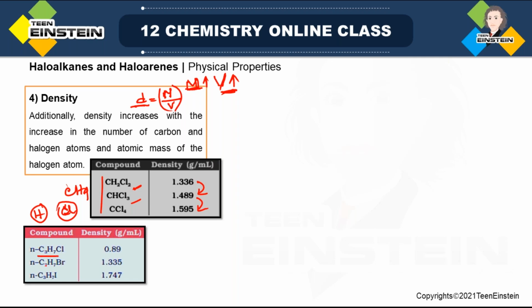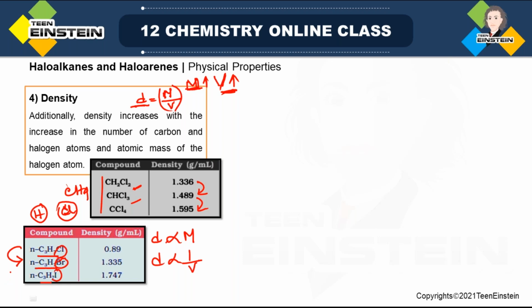C3H7X. Here the alkyl part is the same, we are only changing the halogen. So here also you have to apply the same logic, because D is proportional to M, and D is inversely proportional to volume. Now when volume increases, density will decrease, fine. And when mass is increased, density is directly increasing. So when we are moving from the Cl derivative to Br to I, obviously molar mass is increasing. Alkyl part is the same, but you are changing the halogen. And the halogen's atomic mass is increasing from Cl to Br to I.